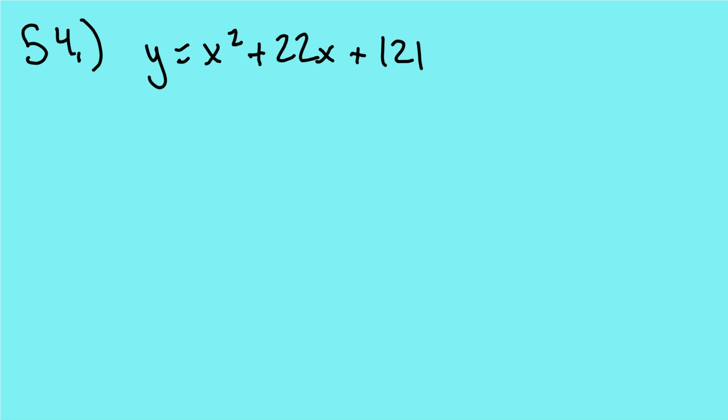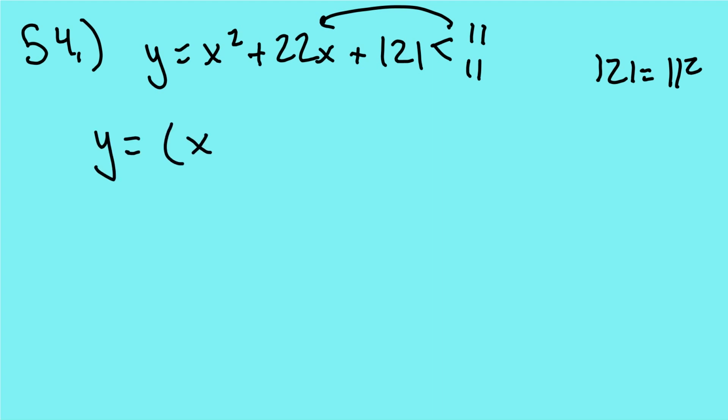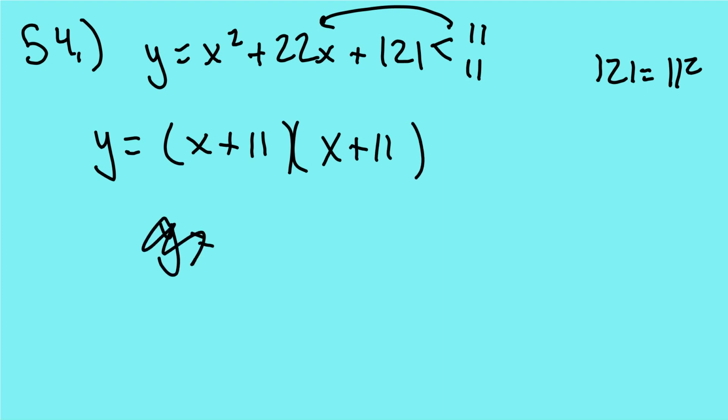Alrighty, 54, y equals x squared plus 22x plus 121. Hopefully you know 121 is a perfect square. It's going to make your life easier. Even if you're not using the shortcut, still knowing that 11 and 11 gives you 121, it makes your life much easier. So I write this as x plus 11, and then I have y equals, my a is 1, my p is negative 11, my q is also negative 11. So that's it.